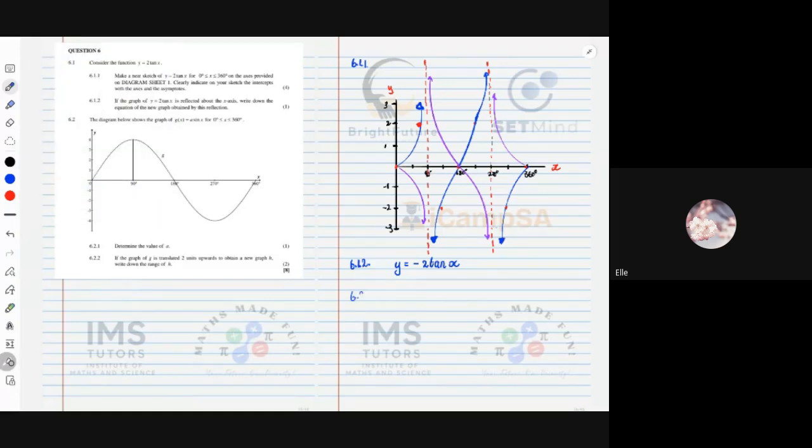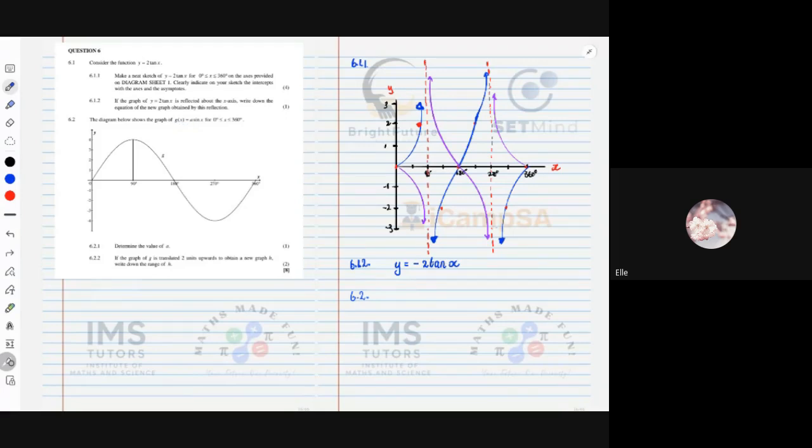6.2. The diagram below shows the graph of g(x) = a sin x. A is our amplitude for this period. You can already see here it's going to be 4. The thing about the period rules, you can always just read it off from the graph, hence why for the most part they just allocate 1 mark for it, because we're either going to read it off from the equation or from the graph.